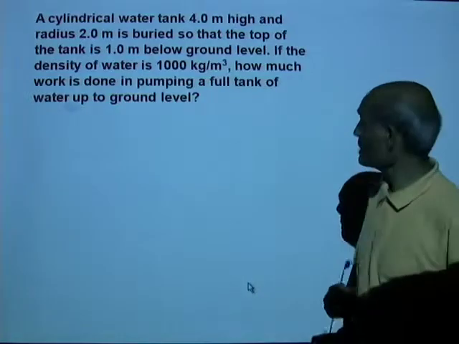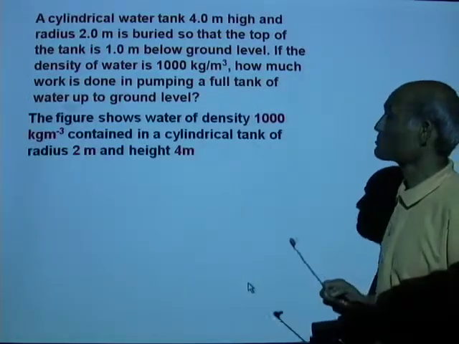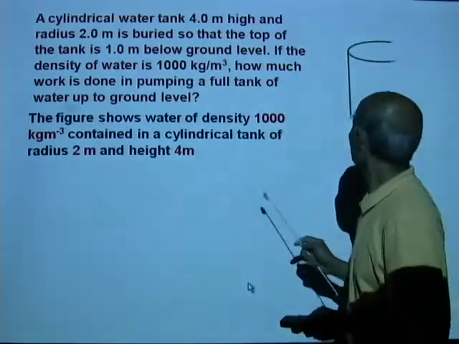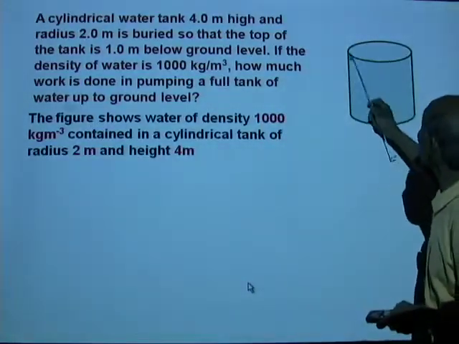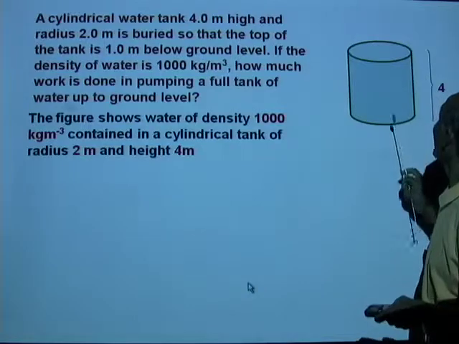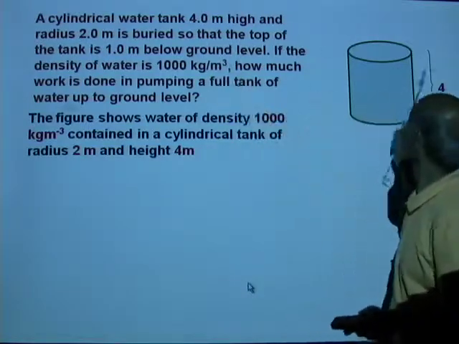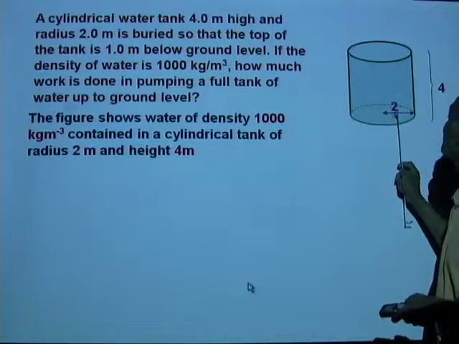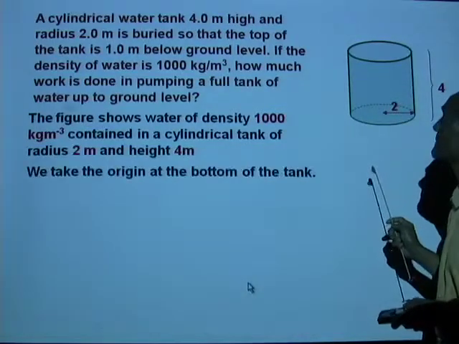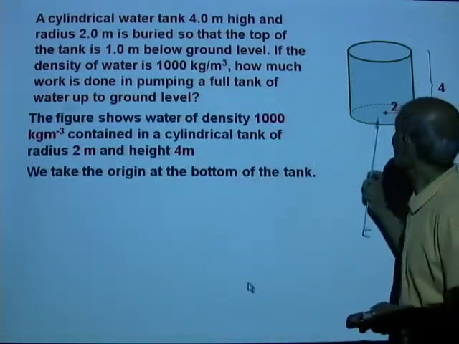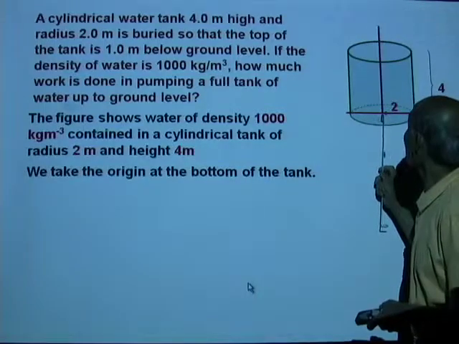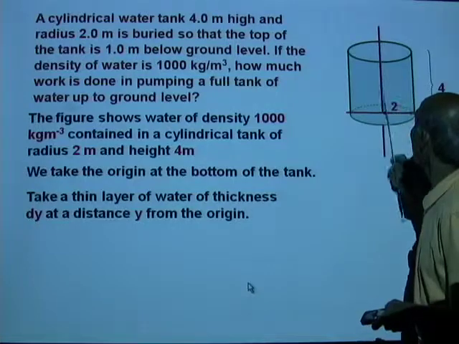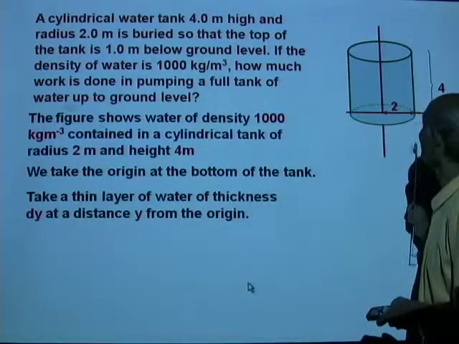So you need to picture this carefully. We need to draw a diagram of that in order to figure it out well. So we got the tank full of water, and what is the height of the tank? 4 meter is the height of the tank. The radius of the tank is 2 meter. Now we take the origin at the bottom. So this is the origin, y equal to 0. That's the y-axis. This is the x-axis.